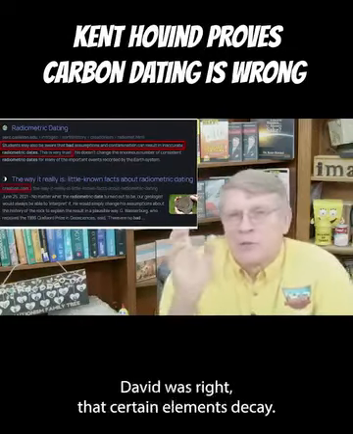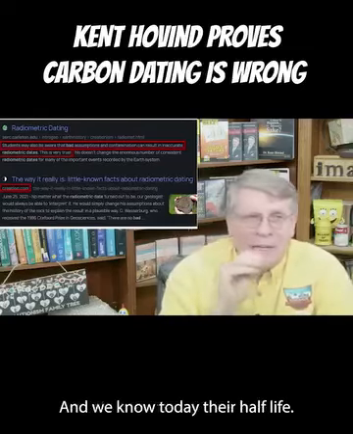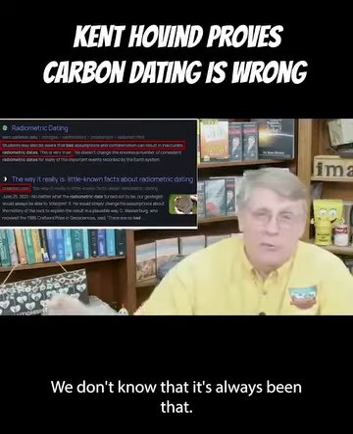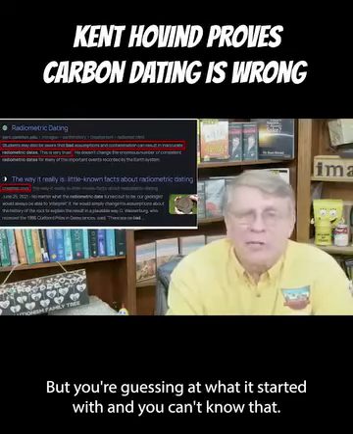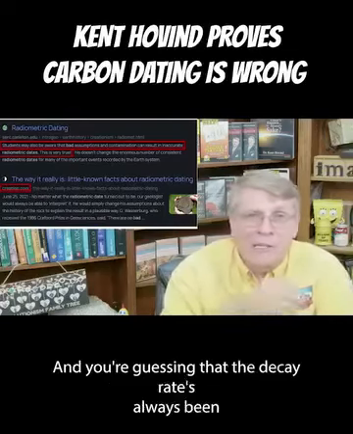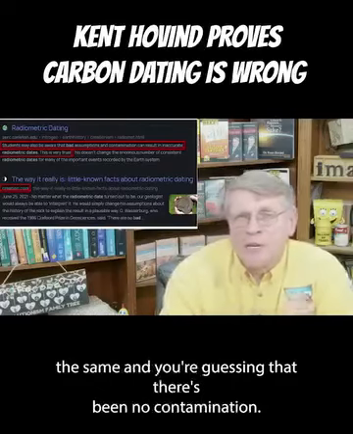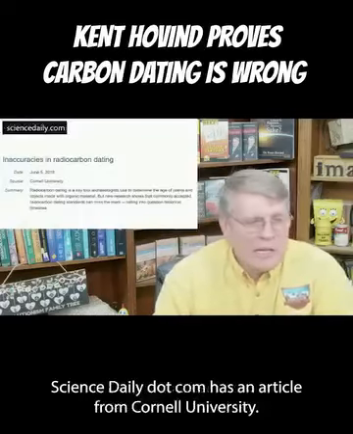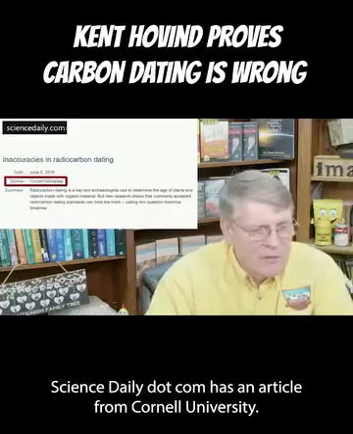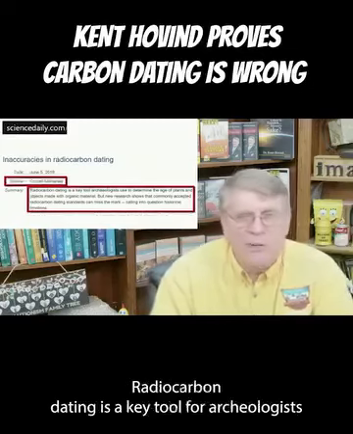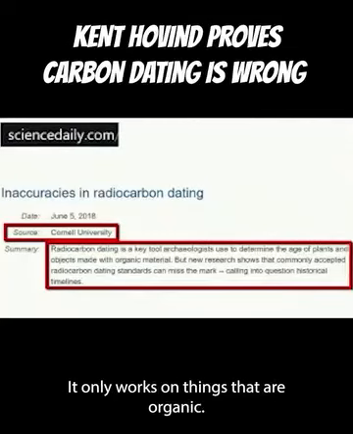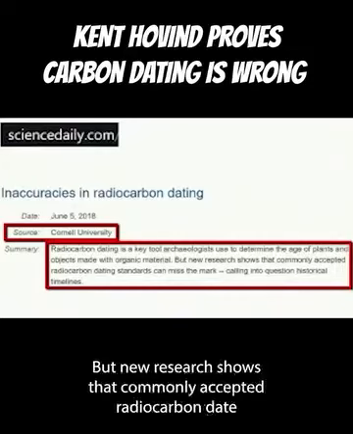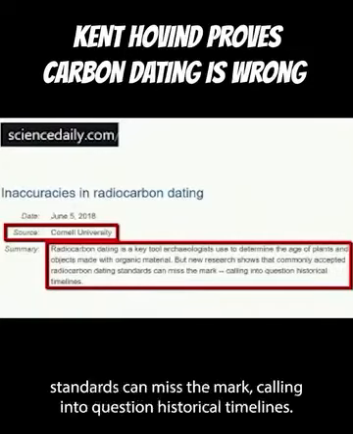David was right that certain elements decay, and we know today their half-life. We don't know that it's always been that, but we can say they decay to a more stable daughter element. But you're guessing at what it started with, and you can't know that. And you're guessing that the decay rate's always been the same, and you're guessing that there's been no contamination. ScienceDaily.com has an article from Cornell University. Radiocarbon dating is a key tool for archaeologists to determine the age of plants and objects made with organic material. It only works on things that are organic. But new research shows that commonly accepted radiocarbon date standards can miss the mark, calling into question historical timelines.